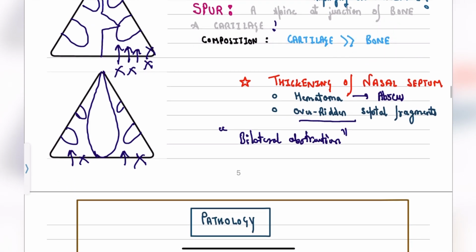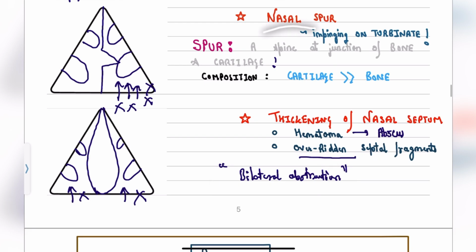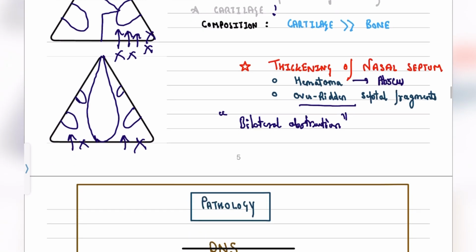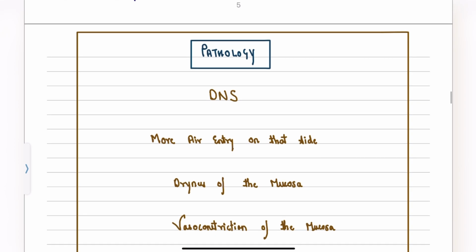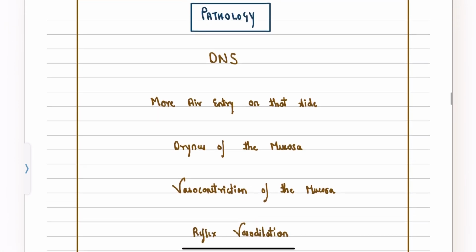Alright, now the fifth one is the thickening of the nasal septum. It is due to hematomas, due to abscess formation, or due to overridden septal fragments. It again leads to bilateral obstruction. Alright, nasal spur leads to unilateral obstruction, might as well remember. So let's talk about why there is compensatory hypertrophy of the turbinates. Alright, it's the pathology point of view of the deviated nasal septum.